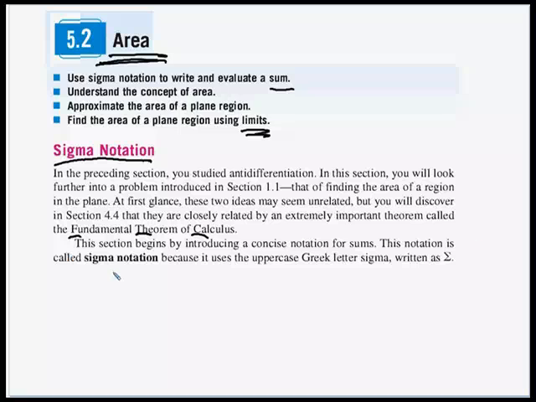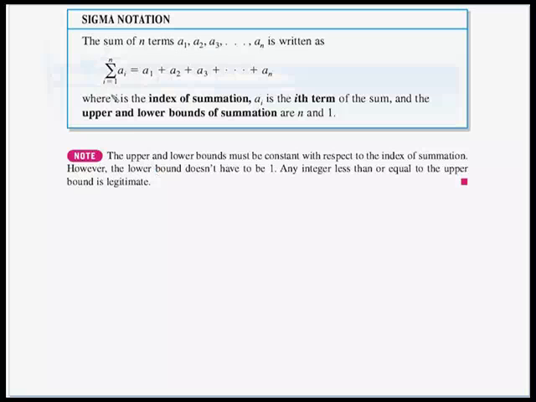This notation is called sigma notation because it uses the uppercase Greek letter sigma, and it looks like this, sort of like a letter E, almost. But that is our sigma notation. So sigma notation, the sum of n terms, a sub 1, a sub 2, a sub 3, all the way up to a sub n, is written as, we have our summation symbol, and then we start with the letter i. i tells us we are beginning at the number 1, and we're going all the way to the nth term. We're summing from i equals 1 to n of our term a sub i.